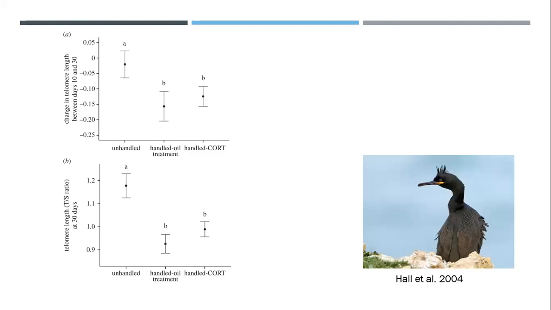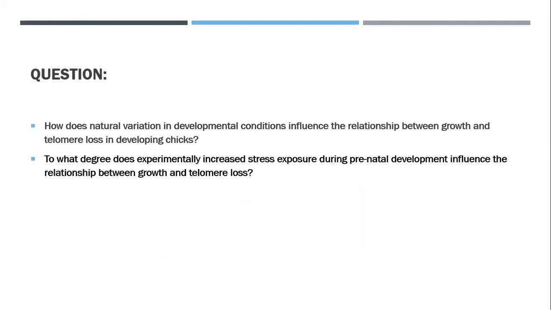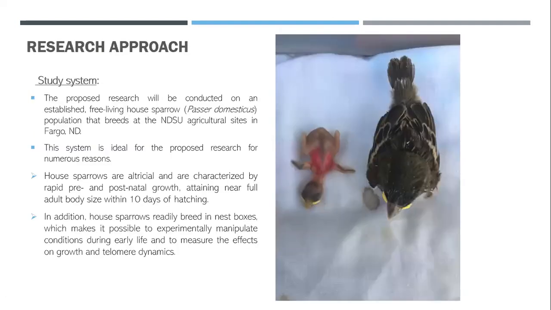And similarly, a study has been done in European shags, where they have shown that handling those chicks usually affects their relationship as well. So now what is my question then? I've included only 2 of my questions for this presentation. The first one is, how does natural variation in developing condition influence the relationship between growth and telomere loss in developing chicks? And the second one is, how does an experimentally induced stress exposure during prenatal development influence the relationship between growth and telomere loss?